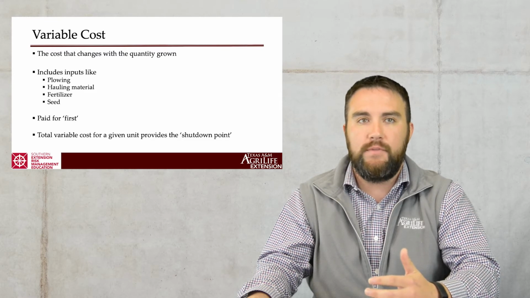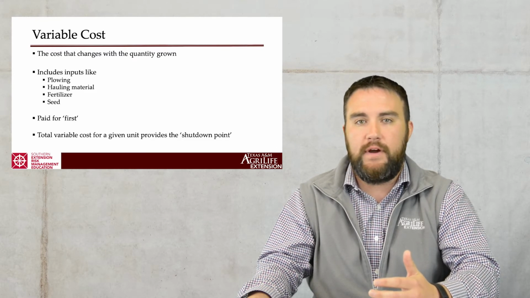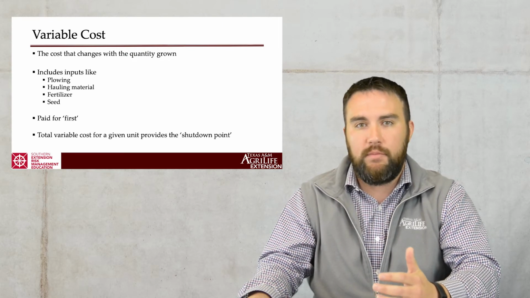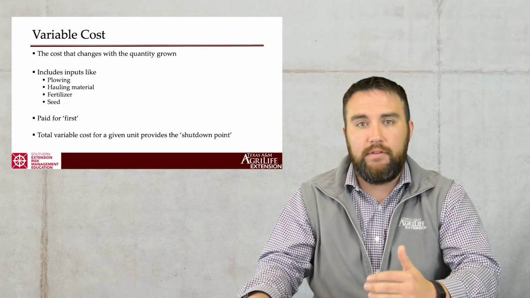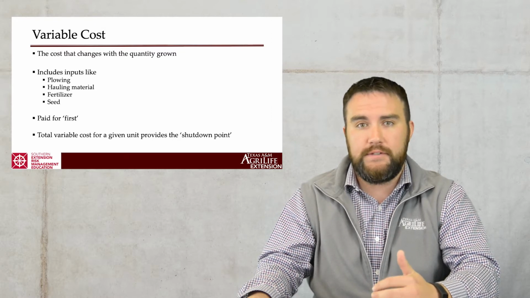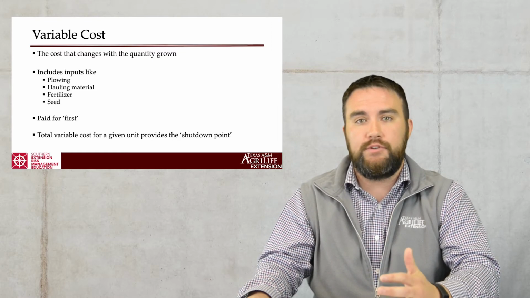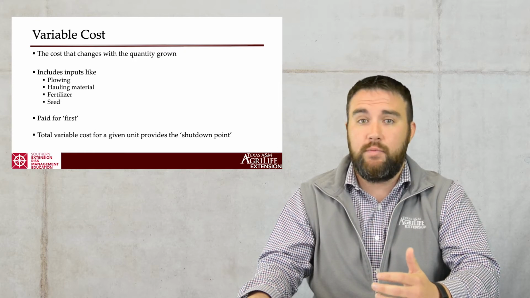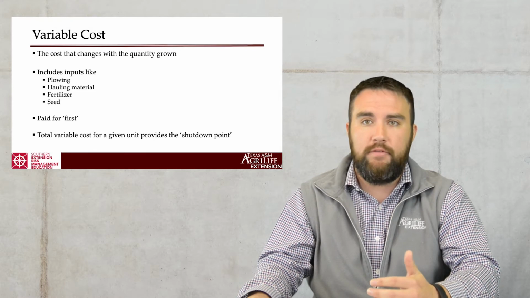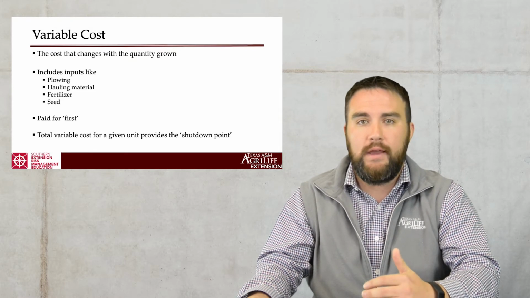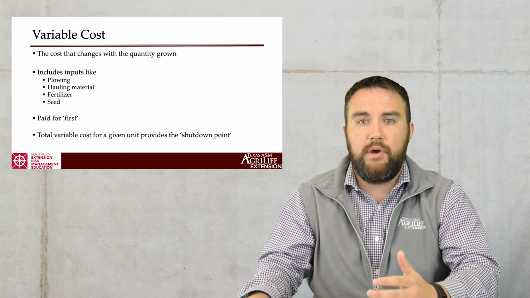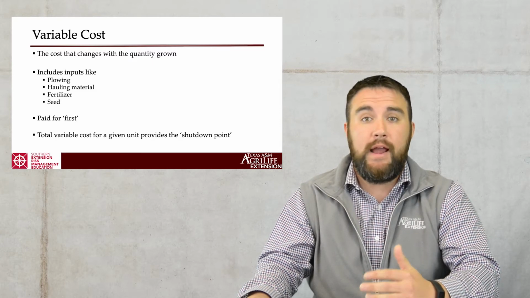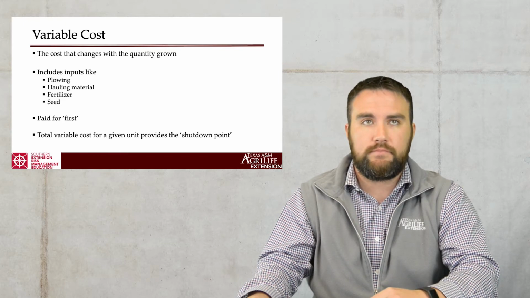And so the total variable cost for a given unit provides us with the shutdown point. Essentially, if you are covering all of your variable costs and then you have a little bit left over to go towards your fixed cost, we are going to say that you would continue to produce that product. If you are not covering all of your variable costs, it means that in a real sense you are losing money and therefore you would shut down. So again, variable cost is a very key component of an overall budget, and it's one of the things that we have to consider when we talk about how much we want to produce.